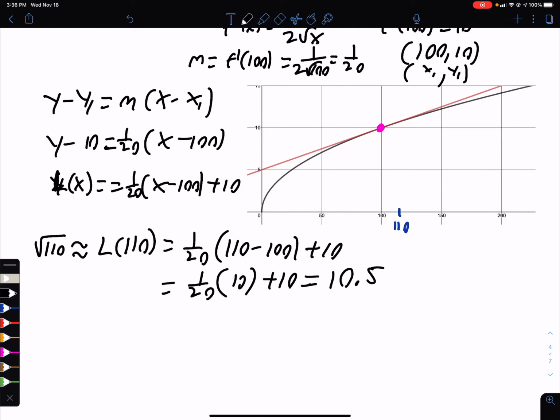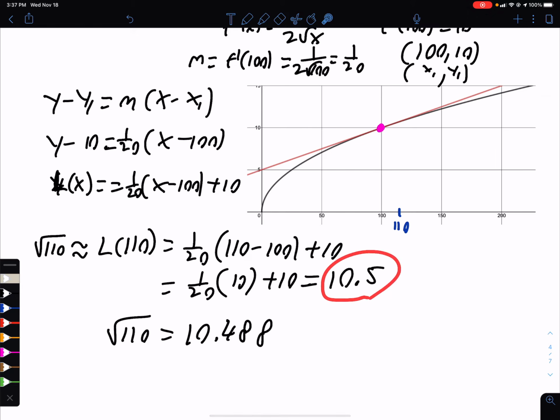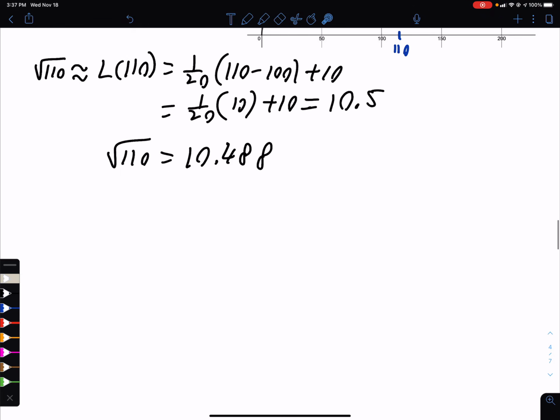For fun, in my calculator, I'm going to get the actual value. So that was an approximation. Let's look and see how accurate this is. In my calculator, the square root of 110 is, wow, you're going to like this, this is really cool, 10.488. Man, that is pretty darn close if you ask me. So that is another example of a linear approximation.